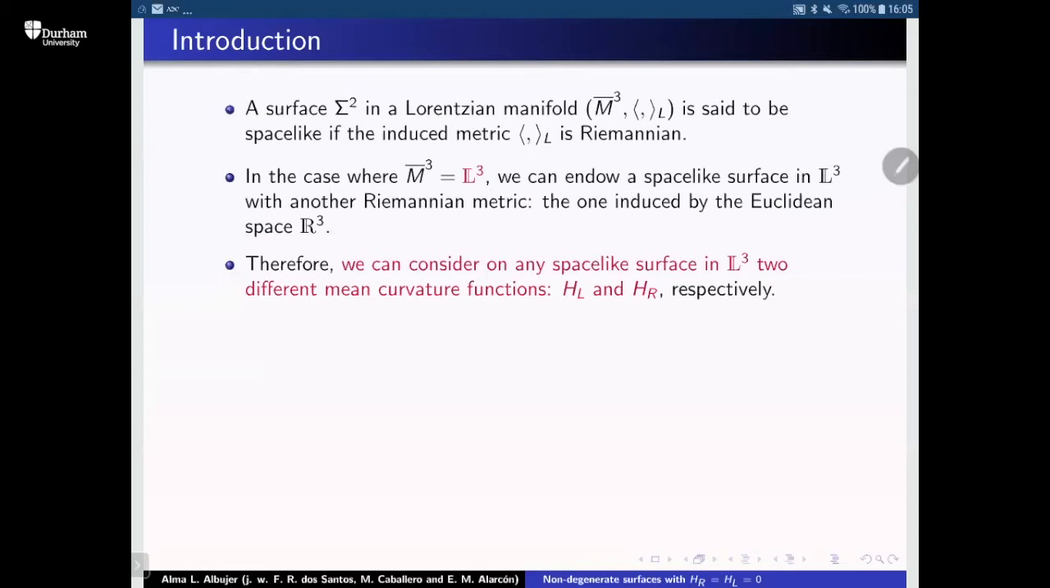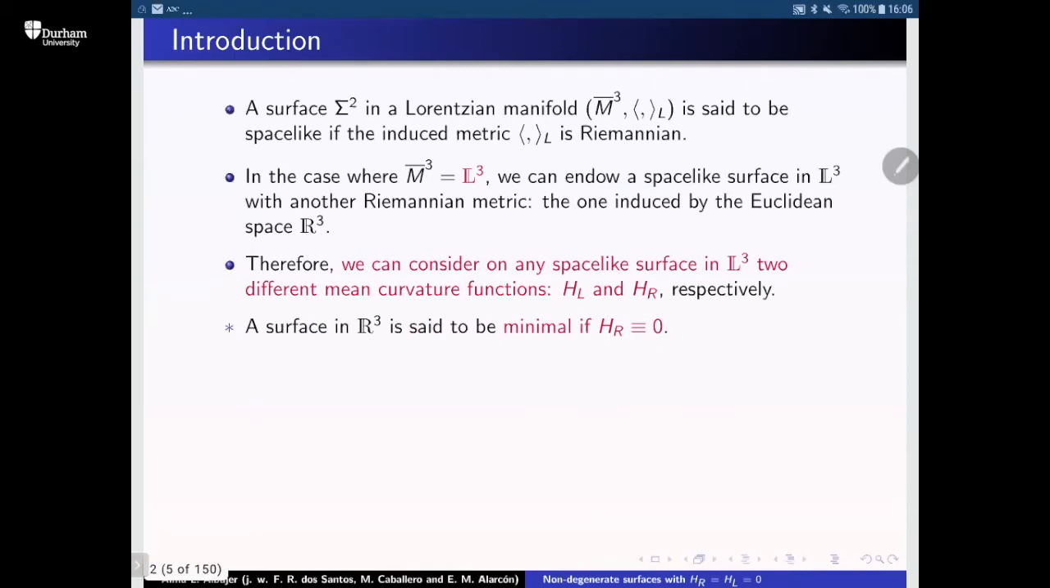Also with an abuse of notation, I will just say the Lorentzian mean curvature and the Riemannian mean curvature. The name is not exactly the most appropriate one, but I will use those names just to be more clear and to know what I am referring to at any moment.